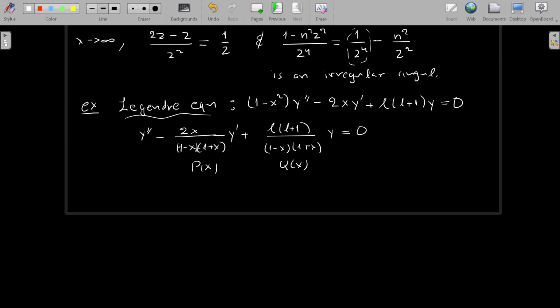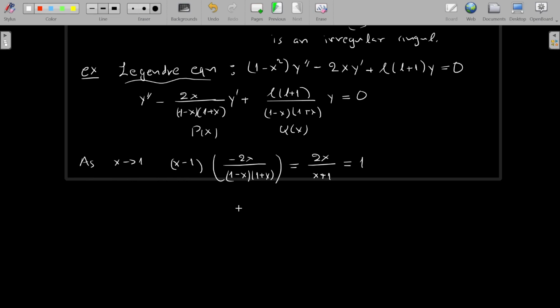Now let's check for the case where x goes to 1. Now as x goes to 1, we have x minus 1, because 1 is going to be the x naught here, times minus 2x over 1 minus x times 1 plus x, which is going to be 2x over x plus 1. And for x going to 1, this is just 1. Now, we're not going to do the same for minus 1. You also get a finite number.